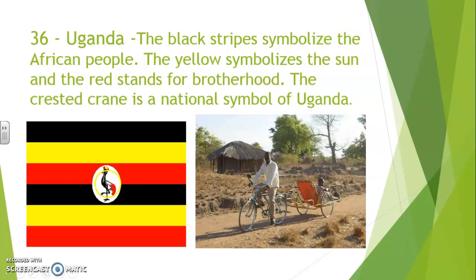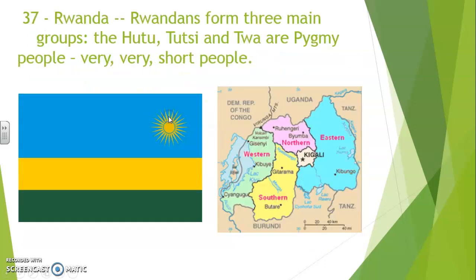36 is Uganda. Interesting little crane here, the national symbol. Again, notice the rural house of number 36. 37, Rwanda, very small country. But what's interesting to me about them is that they have these three groups of people called Hutu, Tutsi, Twa. They are pygmy people. Remember the pygmies? Very, very short people, no taller than 5 feet, all shorter, which means most of you are taller than them.